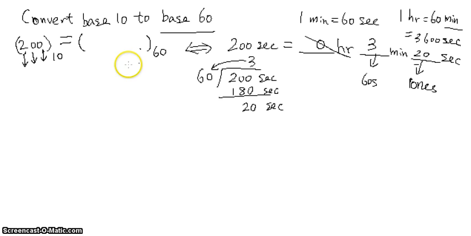So the answer for base 60 would be a 3 and a little bit of space, then 20, because if you write it together, we might think it's 320, but actually it's not 320. It's 3 sixties and 20 ones. So we can use a comma to separate them.